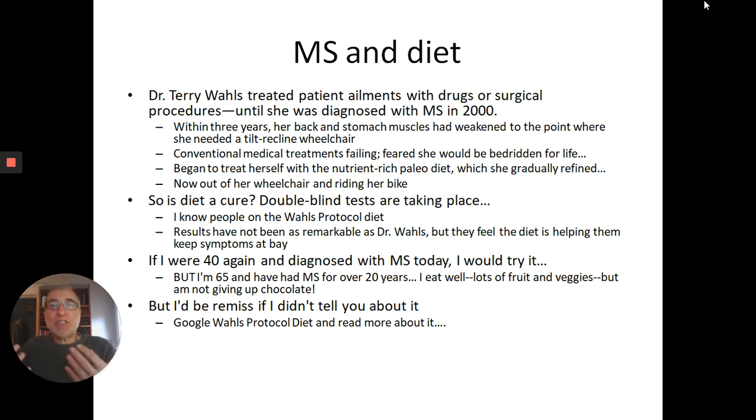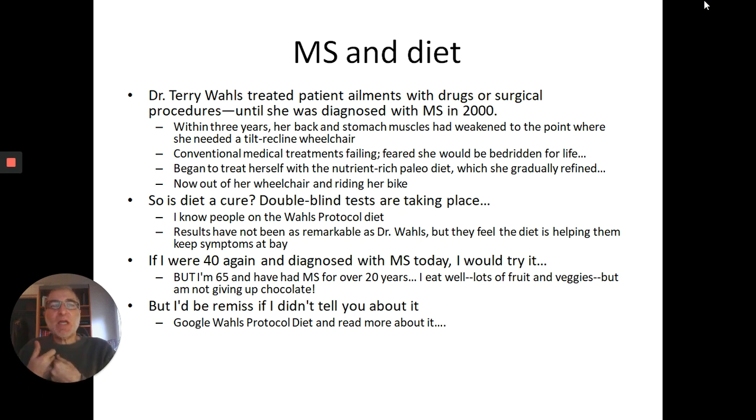Now, call me skeptical. Did she have a severe hit and then recovered from it when she was on the diet, or did the diet help her? Is diet a cure? Well, the Wahls Protocol diet is now undergoing double-blind tests, and I know people who are on it. Their results have not been as remarkable as Dr. Wahls, but they feel the diet is helping them. It's helping them keep their symptoms at bay.